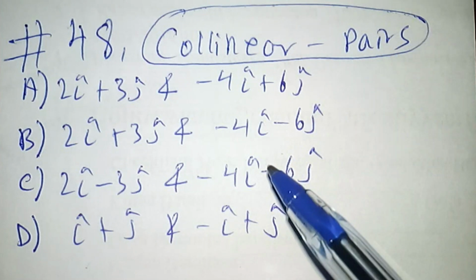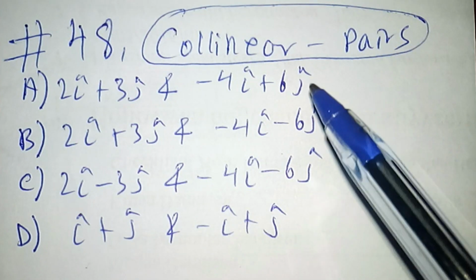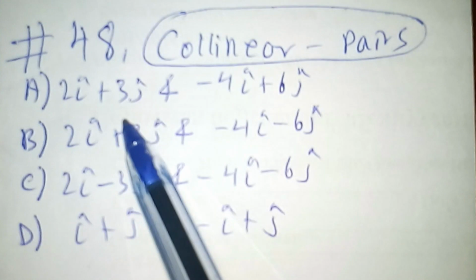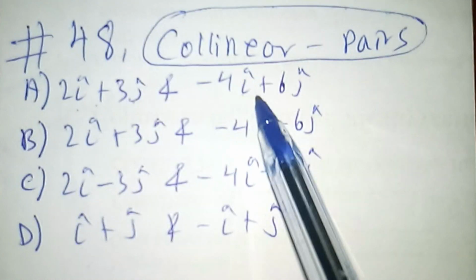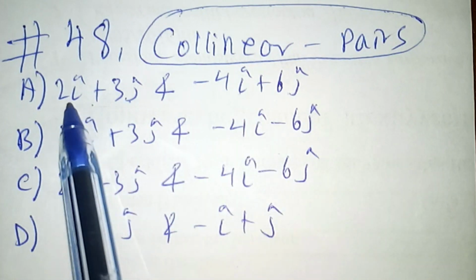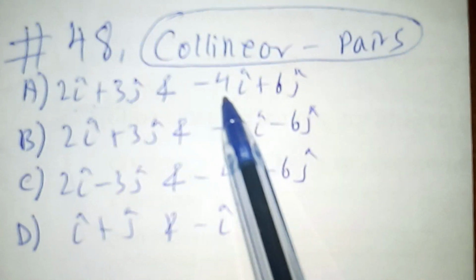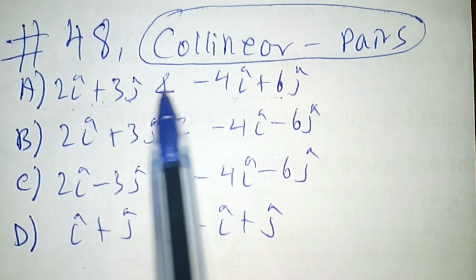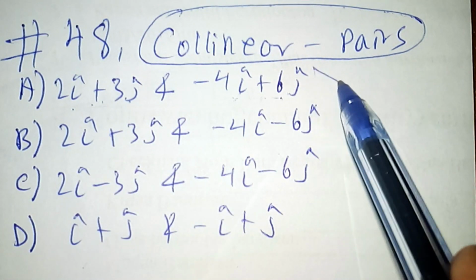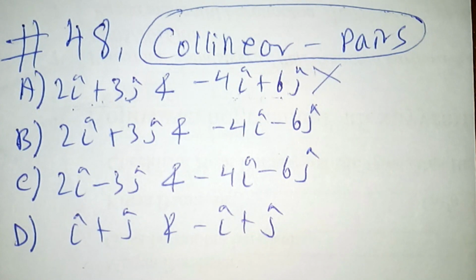Okay, this question is also about collinear pairs of vectors. On alternative A, we have two vectors, 2i plus 3j and -4i plus 6j. This vector is in the first quadrant and this vector is in the second quadrant.